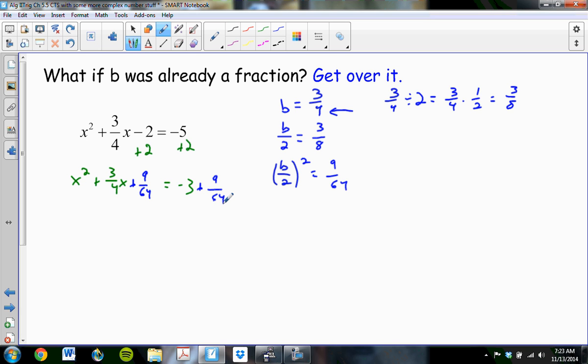Now I have, this will factor into x plus 3 over 8 squared, because this number here is always going to be this number here. Get a common denominator, so I had 9 64ths. I'm also going to have whatever 3 times 64 is, 192.